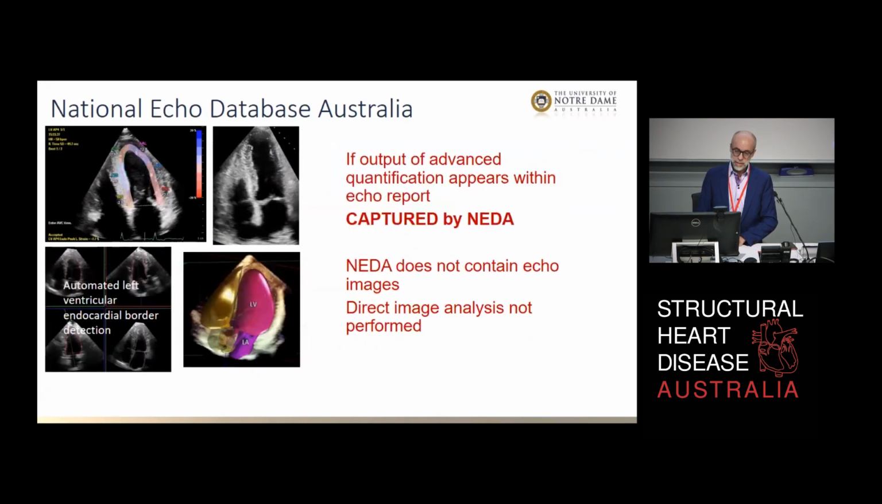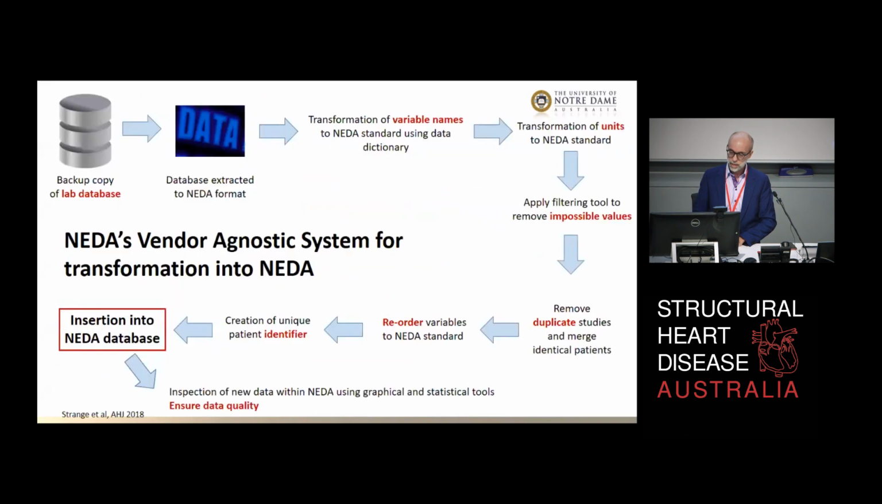We also capture advanced stuff. So if there happens to be GLS done, or if there is some other 3D measurement performed, if that comes across and is in the report, then we will capture that as well. What we don't do is we don't capture echo images, and that was a strategic decision that we made because of the size of the database. We felt it was going to be basically impossible to do this if we captured images as well. So we can do a subset of images, but we don't have images as part of the database.